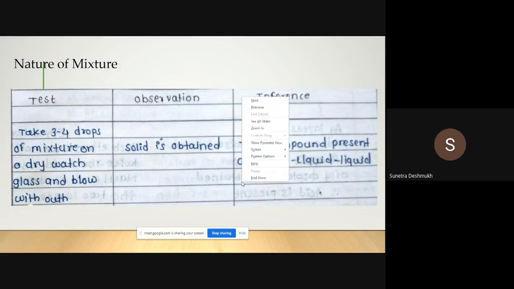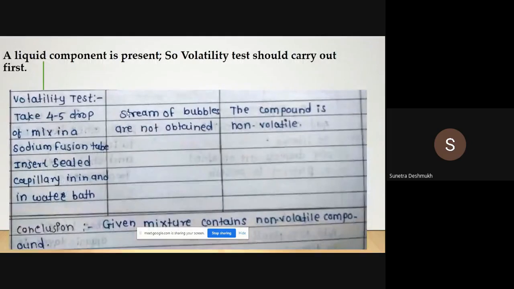For example, the next test you will do: as liquid is present in your mixture, then definitely the next test must be the liquid volatility test.